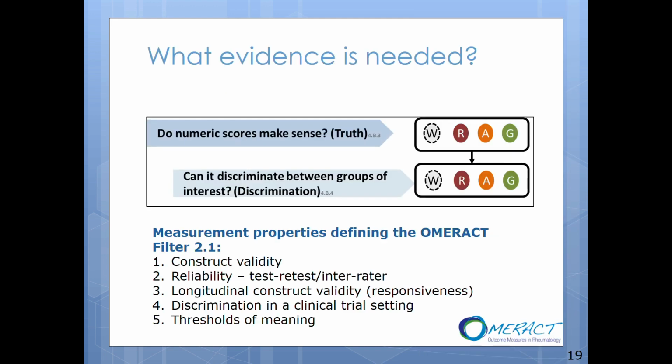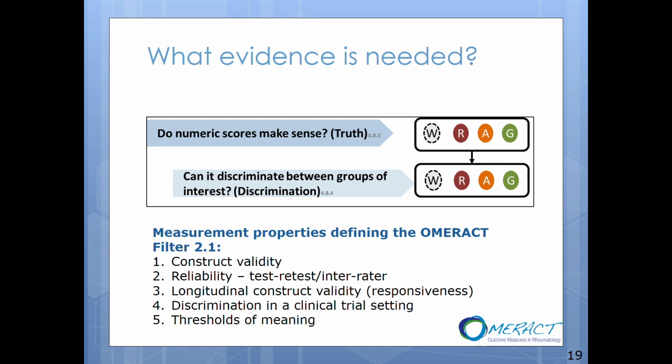But what type of evidence is actually needed? Well, we need evidence that can answer these two signaling questions. Do the numeric scores make sense? And can it discriminate between groups of interest? When we look into broader measurement properties, do the numeric scores make sense is represented often by construct validity. And the signaling question of discrimination is really made up of 4 properties. Reliability, be it test-retest or inter-rater reliability. Longitudinal construct validity, that is construct validity over time or responsiveness.